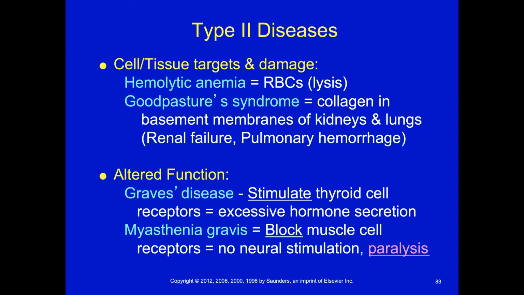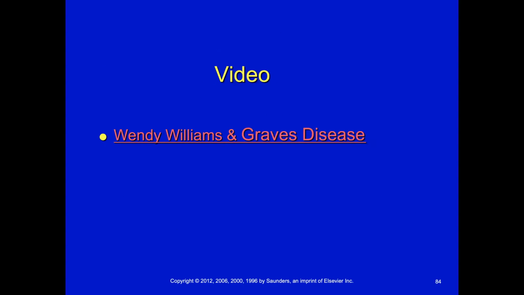And then you have a case of myasthenia gravis, where the antibodies block receptors. In the case of those receptors being on muscle cells, there will be no neural stimulation occurring, and that will result in paralysis. In this video, it is posted. Wendy Williams is the talk show host, and Graves' disease is that problem with an overactive thyroid due to an autoimmune condition.